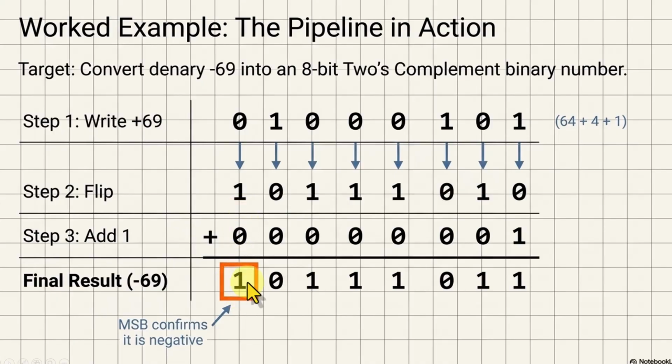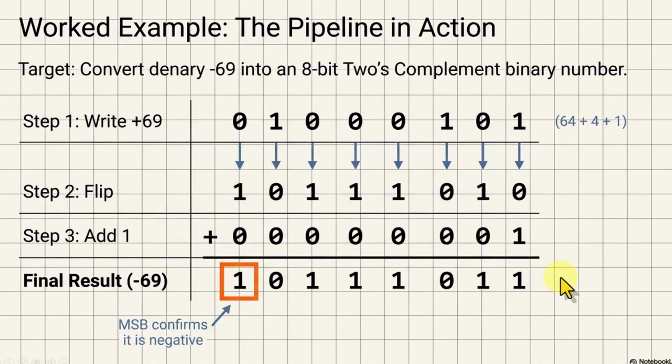So again, in this method as well, the most significant bit simply signifies positive or negative. Here it's 1, so it's negative. So this will be our negative 69 in two's complement. That is the three steps that we have. You can take any other number and change it with the same steps.